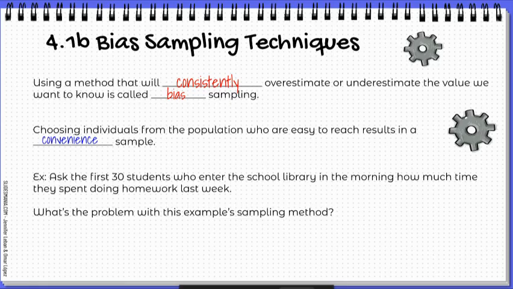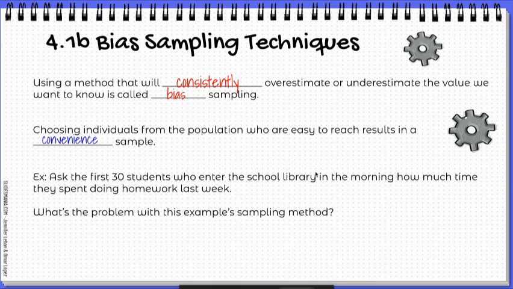or lower it. So choosing individuals from the population who are easy to reach results in a convenience sample. So an example would be ask the first 30 students who enter the school library in the morning how much time they spent doing homework last week. So what would be the problem with this sample or with this method? Well, think about this, the students. So you have first 30 students who enter the library in the morning, how much they spent time doing homework.